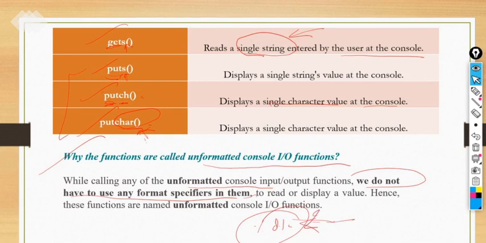But when you are using the formatted input output functions, it is mandatory to use the format specifier. That's why they are called formatted. Here it is called unformatted because there is no need to specify the format specifiers, whether you are reading or displaying the value. That's why it's called unformatted console input output functions.